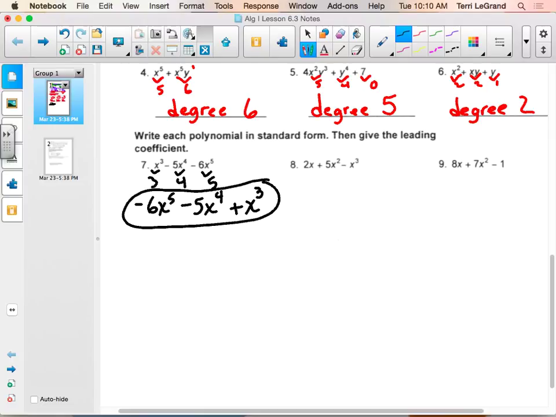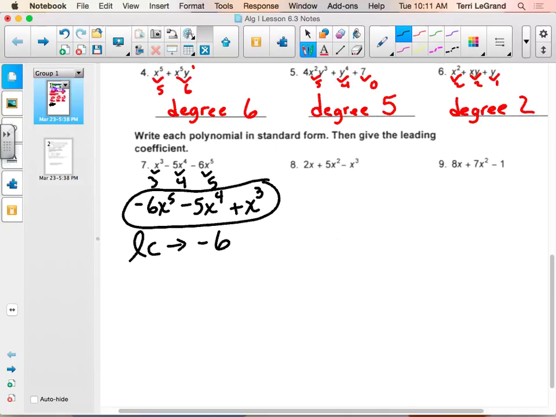But notice what else do they want us to do? They want us then to give the leading coefficient. I'll let you call that LC, okay? LC is what? Negative 6. The first monomial's coefficient. So the leading coefficient of this polynomial is negative 6. So questions on that one?